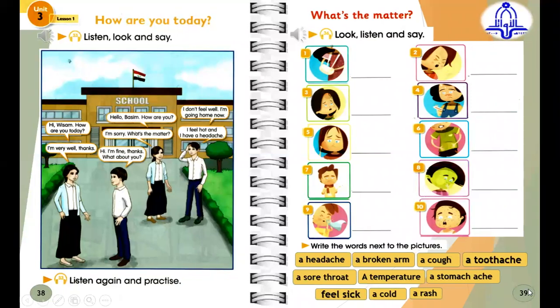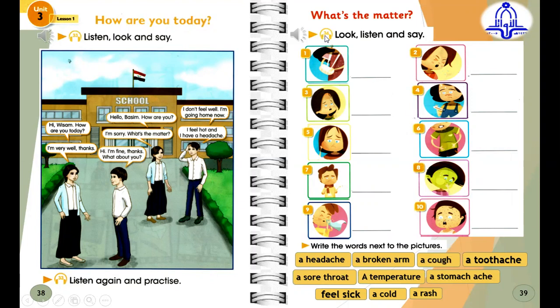Now on page 39, we come to what's the matter? What's the matter? ما الأمر؟ ما خطبك؟ ما الأمر؟ Here what WH question بمعنى ما؟ وهون هذه هي مختصر is. What is? It means what's. What's the matter? ما الأمر؟ So how many pictures can you see on this page? We have 10 pictures. These pictures are ailments or diseases that you should learn these new words. لازم نتعلم هذه الكلمات الخاصة بالأمراض.